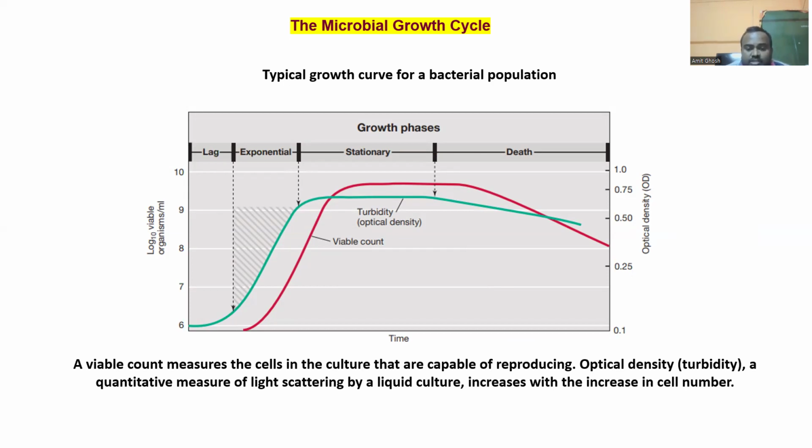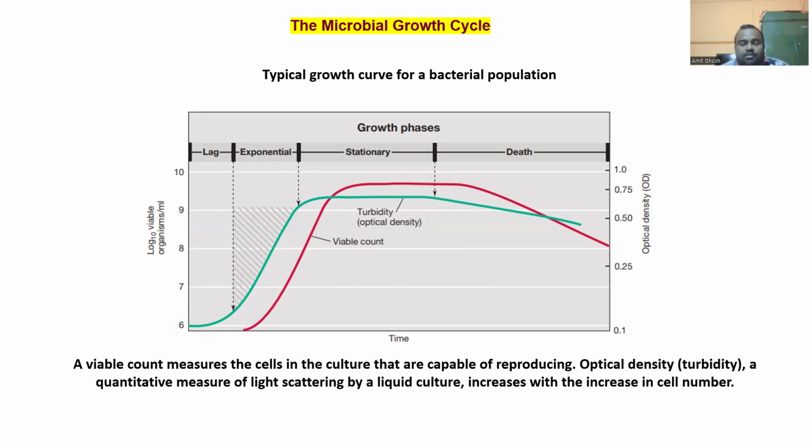The viable measure of the cells in cultures is the cells that are capable of reproducing. And as for optical density, we have learned previously what optical density is and how it can be measured. That is called turbidimetric measurement. Optical density is a quantity measurement of the light scattering by liquid cultures, and it increases with the cell number.